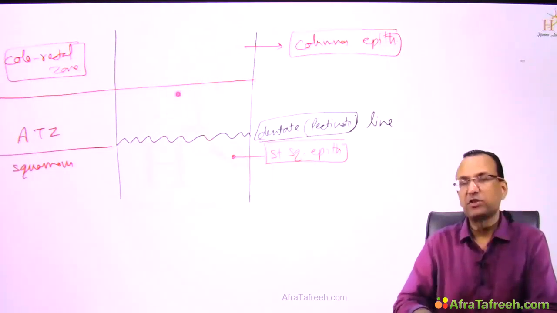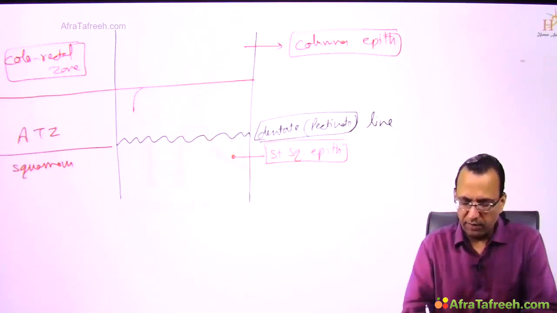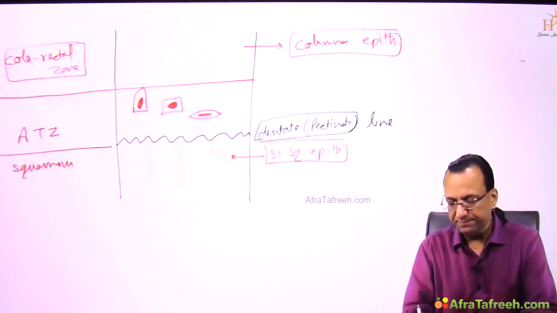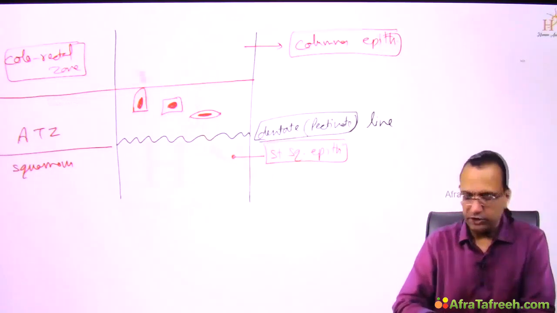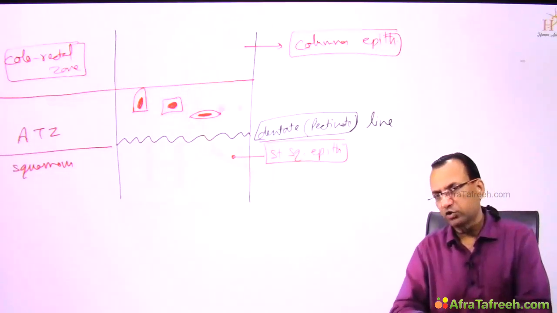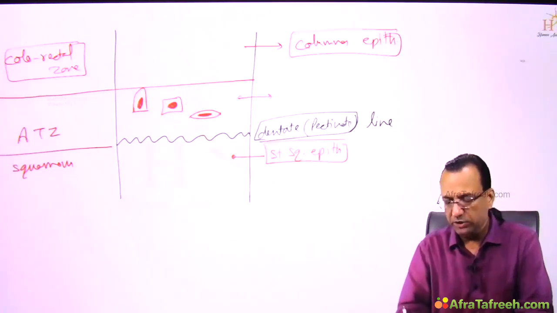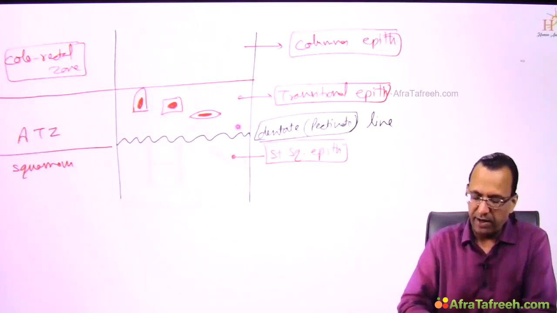Then what is the epithelium here? Actually, there's a transition going on. What transition is going on? In the beginning, you have columnar epithelium, which is changing into cuboidal epithelium, which is changing into the squamous epithelium. So, some transition is going on. That is why we are calling it as transitional epithelium. So, transitional epithelium, which is in the anal transition zone, is above the dentate line, pectinate line.